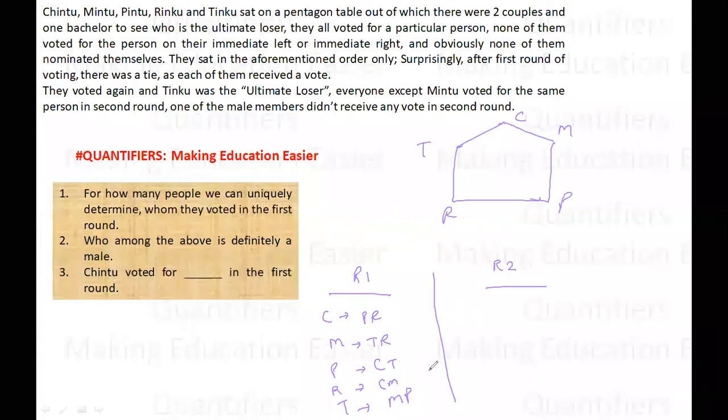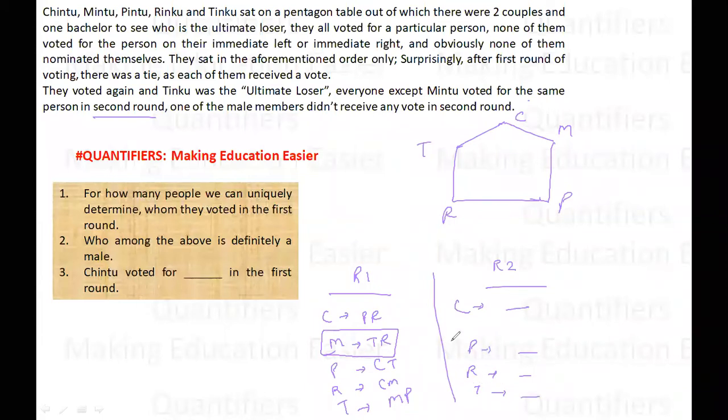Now it is given to us that each of them received one vote, as it was a tie. So each of them would have received one vote only. Now in round 2, we are given that they voted again and Tinku was the ultimate loser. So Tinku got the maximum number of votes. Everyone except Mintu voted for the same person in the second round. Means C voted for the same person again, P voted for the same person again, R voted for the same person again, and T also voted for the same person again.